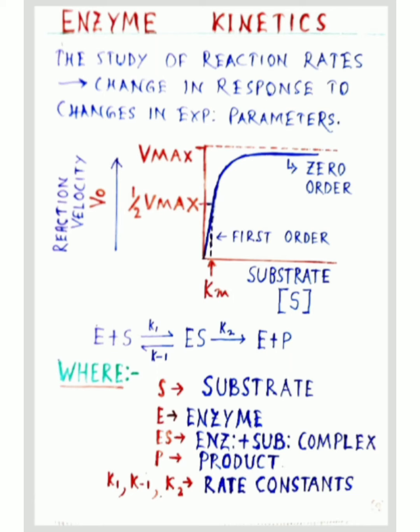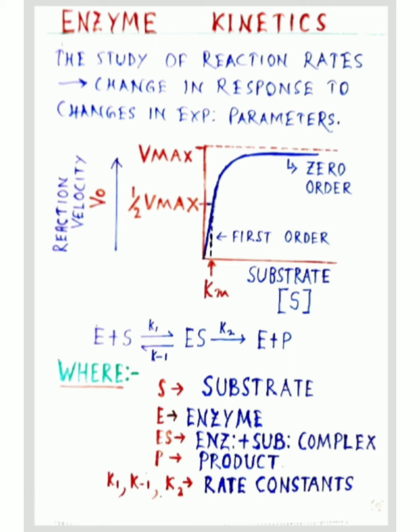Now let us discuss enzyme kinetics. The study of the rate of reaction of an enzyme catalyzed reaction and the various factors affecting it is referred to as enzyme kinetics. This is the change in response to changes in experimental parameters.